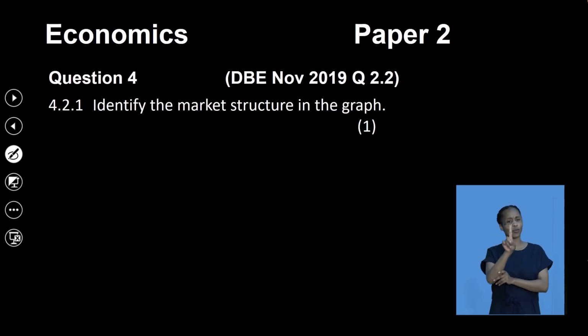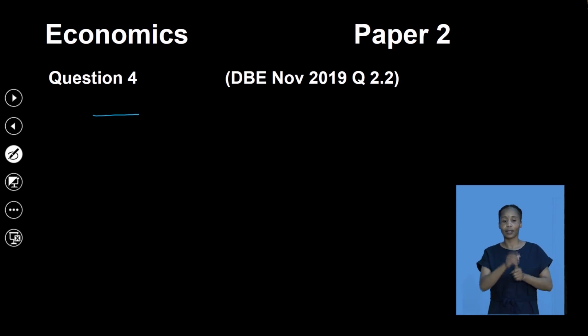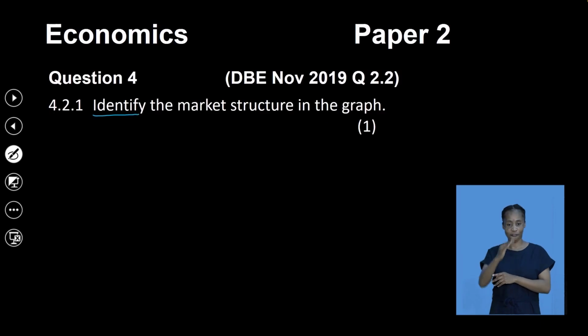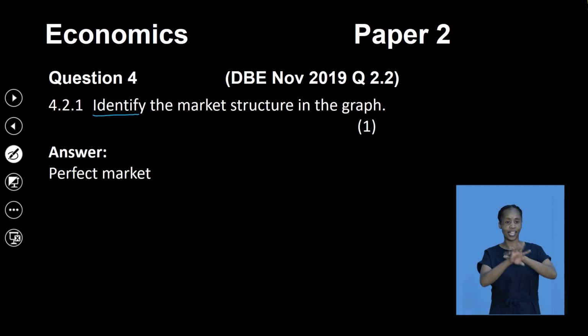The first question says, identify the market structure depicted in the graph. Let's go back and look at the graph one more time. Guys, because our demand curve is horizontal, this means that this is a perfect market structure. There is the answer. It says perfect market.